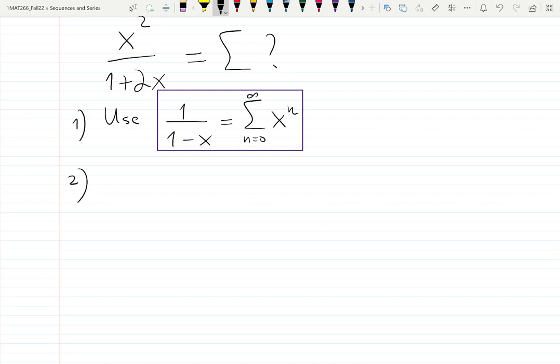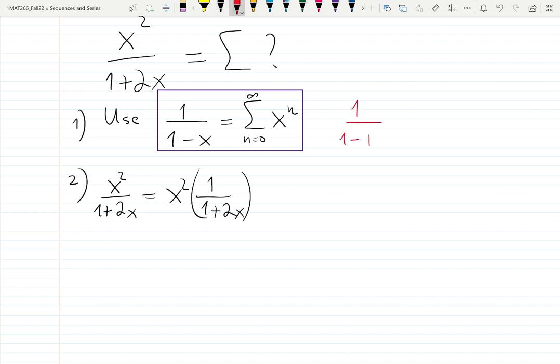Then what we did was I rewrote x squared times 1 over 1 plus 2x, because I see that the formula is 1 over stuff. And the formula is 1 over 1 minus input. That's how I see it. And then it will be the sum of input to the n. So I just need to have this shape, 1 over 1 minus input. Or if you like, use substitution, 1 over 1 minus u.